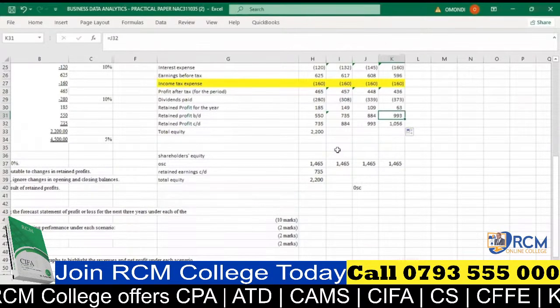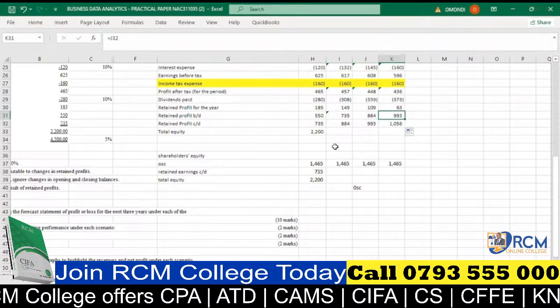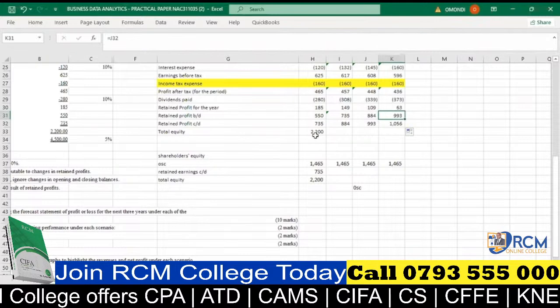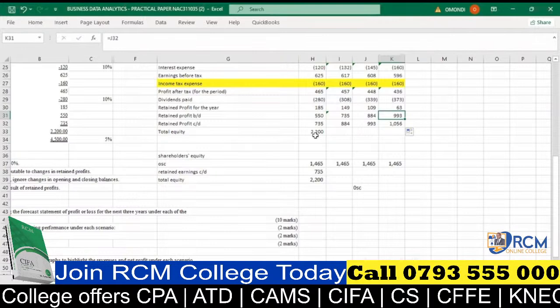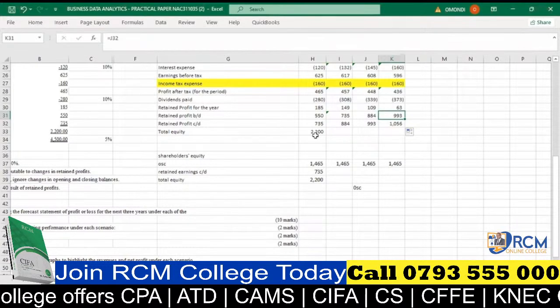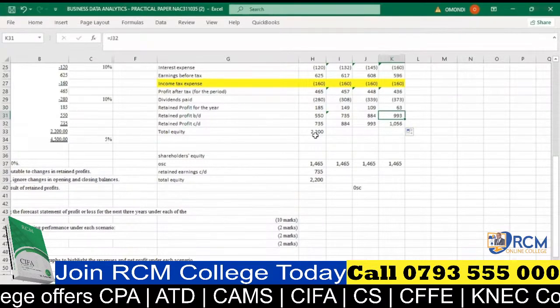Sasa mtu hajashika hapo. So somebody saying that I should repeat, is it how to get the retained earnings or now how to get the total? Is it how to get the retained earnings? Is it how to get the retained earnings out of the total?